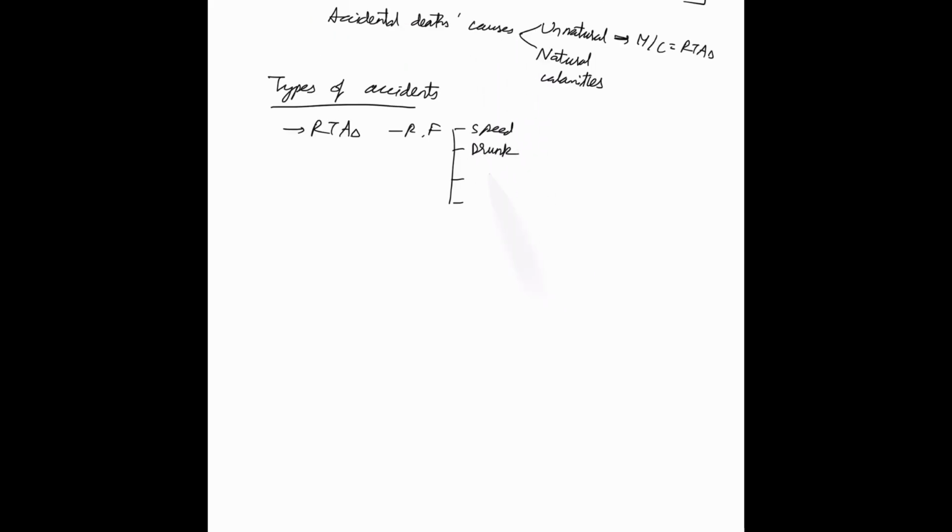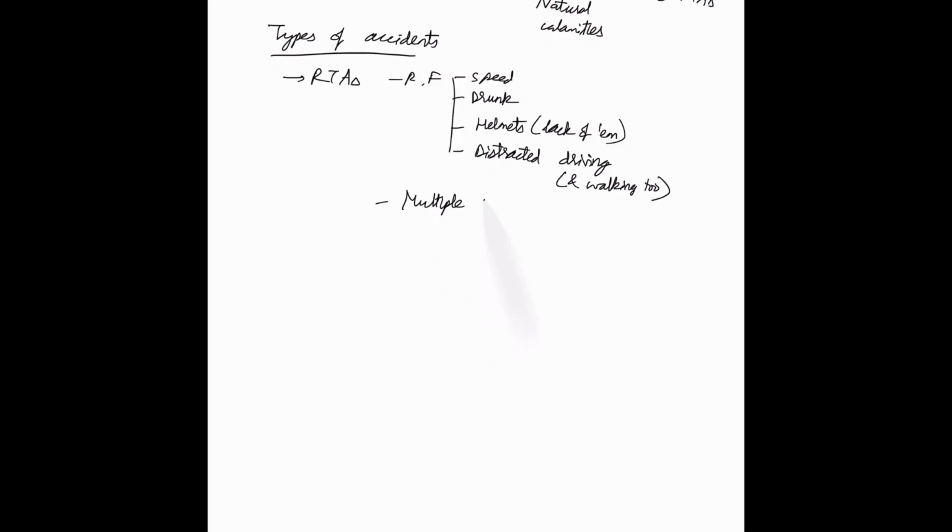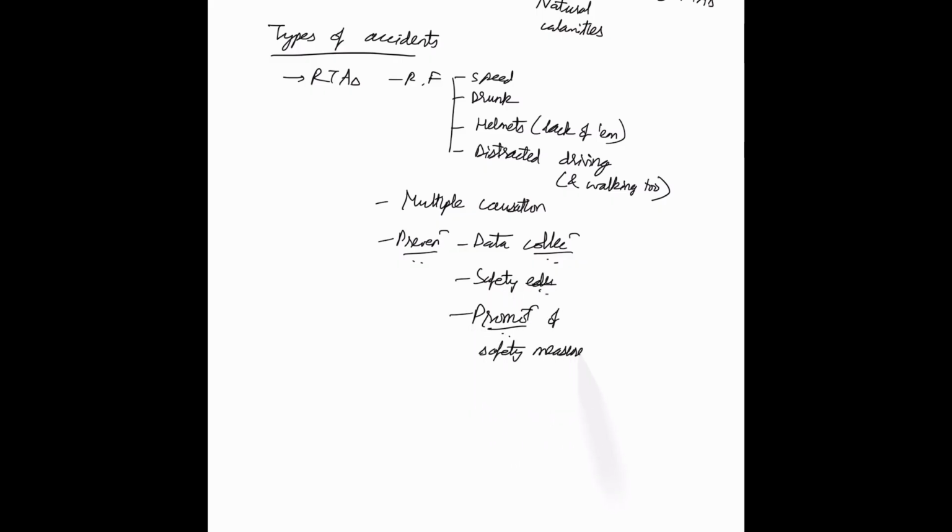So the types of accidents involve road traffic accidents, in which you have the risk factors like speed, drunkenness, lack of helmets, and distracted driving and walking. It's not just this, it's multifactorial, it's complex. And I think there are many events that can cause an accident. You also have prevention, which involves data collection, safety education, and promotion of safety measures like seat belts, helmets, ensuring children remain seated at all times, among other safety measures.